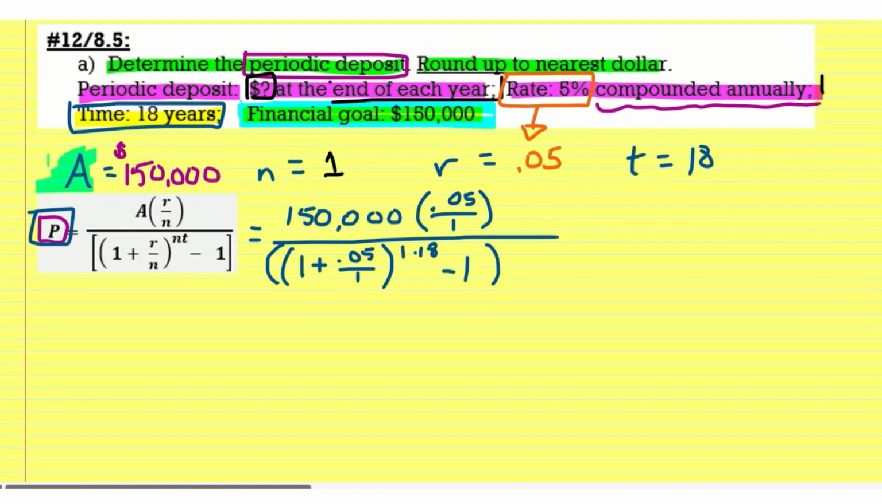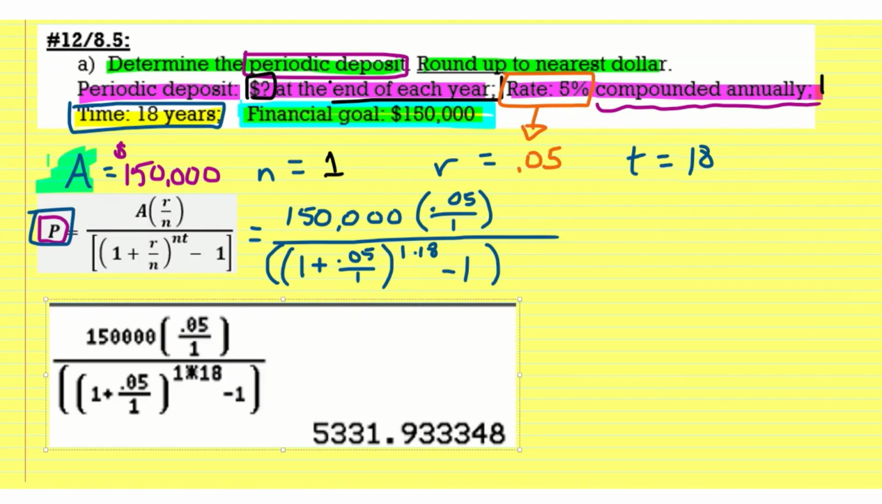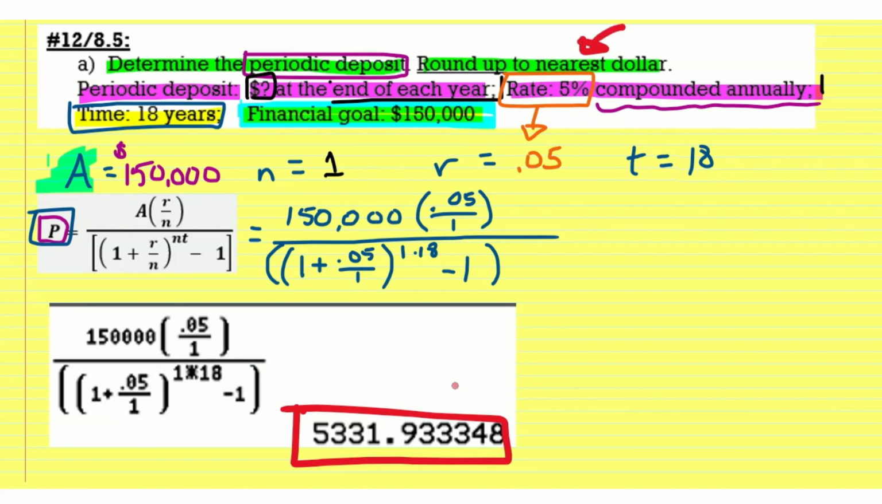If I put that into my TI-84 calculator, it is going to give me an annual payment of this number, and it says that it wants us to round it up to the nearest dollar. So that means that my payment that I'm going to make once a year on this annuity is going to be $5,332 per year.